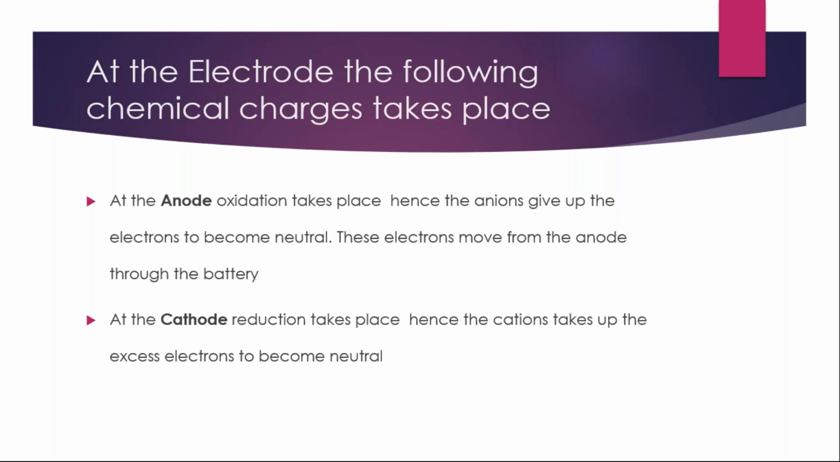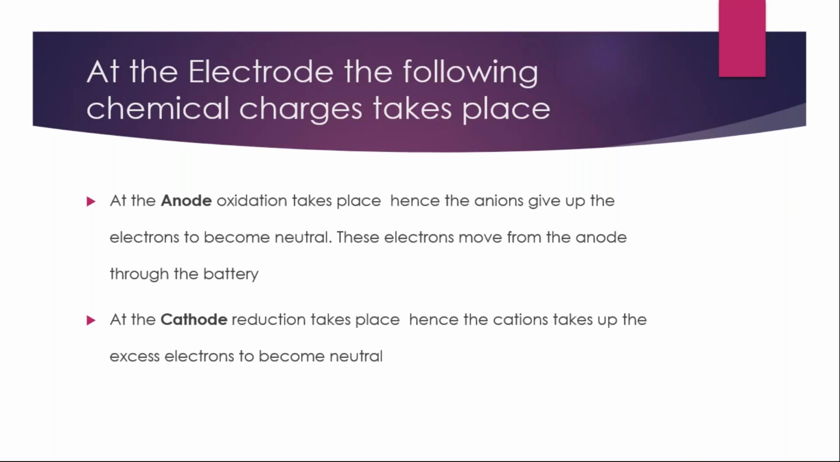Now these electrons that they're giving up will move from the anode through the battery. Then at the cathode, reduction takes place. So the cations take up those excess electrons that the anode released, and they also become neutral. Okay, so it's very important to understand these two things that happen at the electrode.